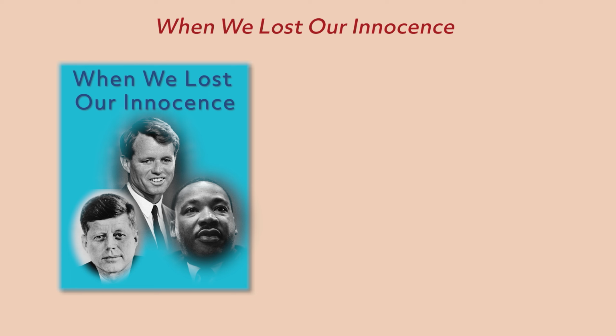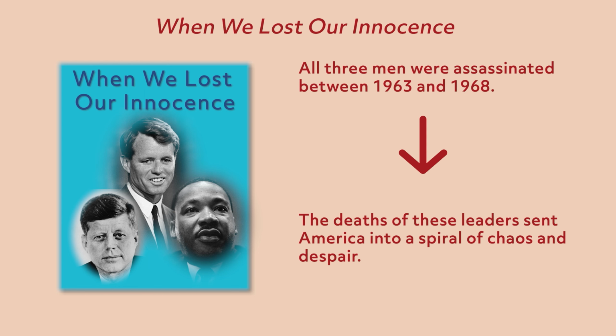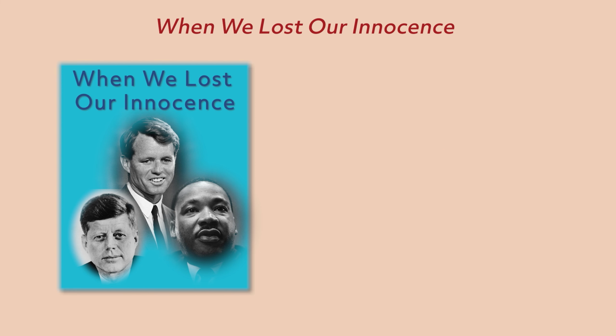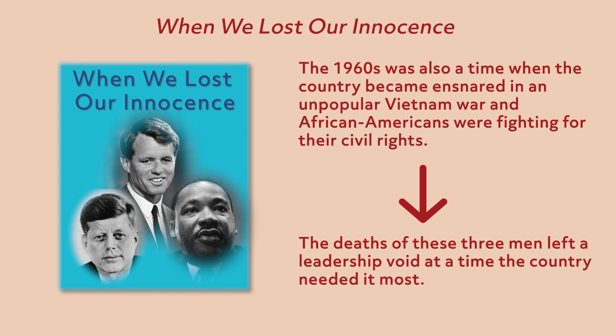There could be several. All three men were assassinated between 1963 and 1968. So you could predict the book will be about how the deaths of these leaders sent America into a spiral of chaos and despair. The 1960s was also a time when the country became ensnared in an unpopular Vietnam War and African Americans were fighting for their civil rights. You could predict the book examines how the deaths of these three men left a leadership void at a time the country needed it most.